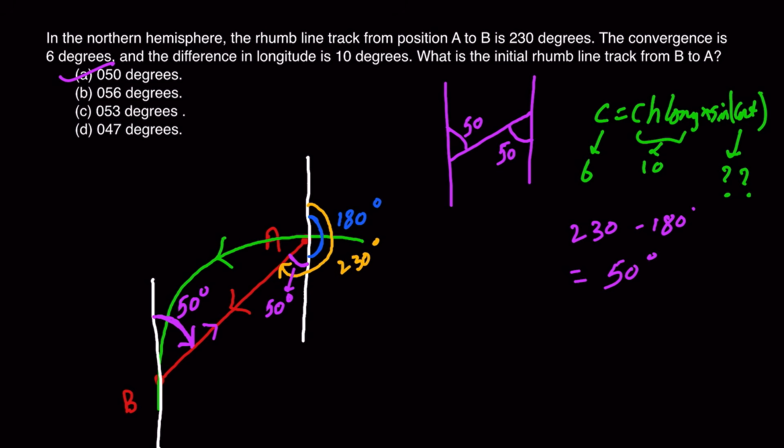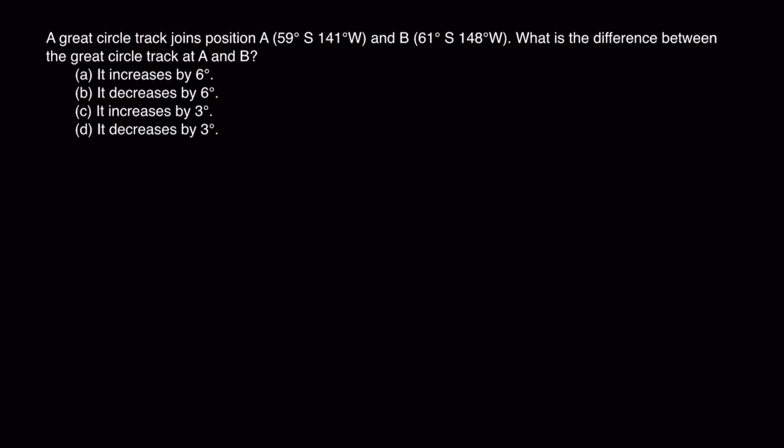Okay. Looking at the third question now. The great circle track joins A and B. What is the difference between the great circle track at A and B? Okay. First of all, let's understand this language. Difference between the great circle tracks. What is the difference between two great circle tracks? Tell me. It is convergency. Great circle arrival minus great circle departure is convergency, right? Or the difference between any two great circle tracks is convergency, like we saw in the previous video. So in this question, they're asking us to find the convergency.